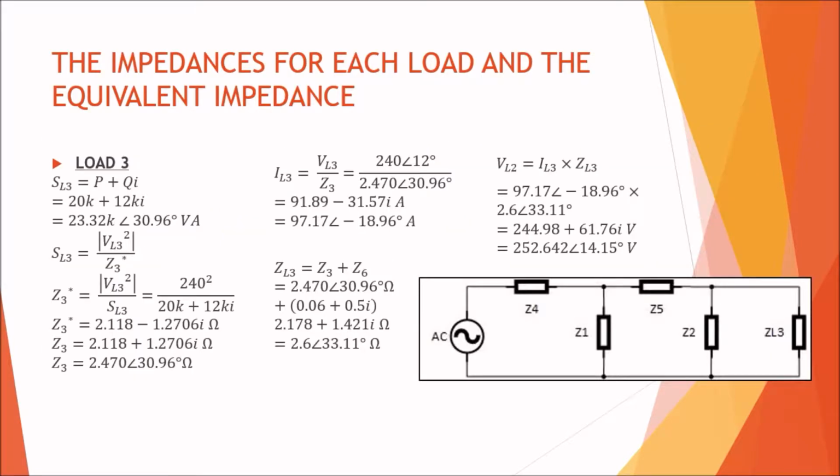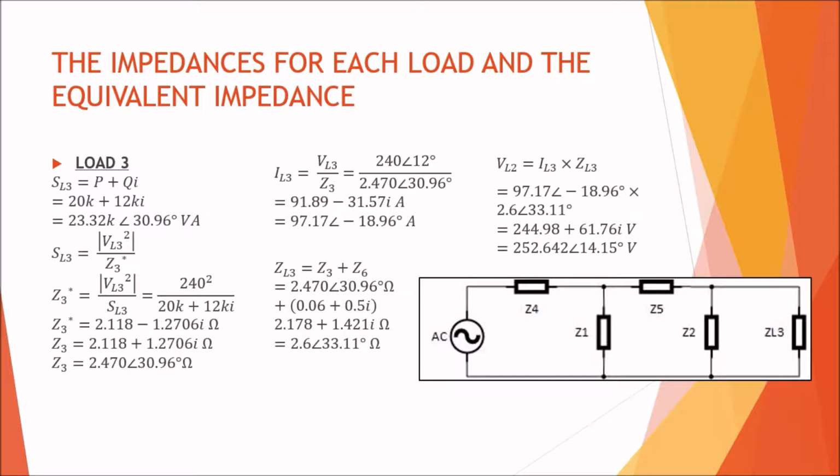The first question given is to find the impedance for each load and the equivalent impedance. First of all, we can find Load 3 by using the equation of complex power equal to the voltage at line 3 squared, divided by the conjugate of Z3. But before that, we need to find the complex power at line 3.